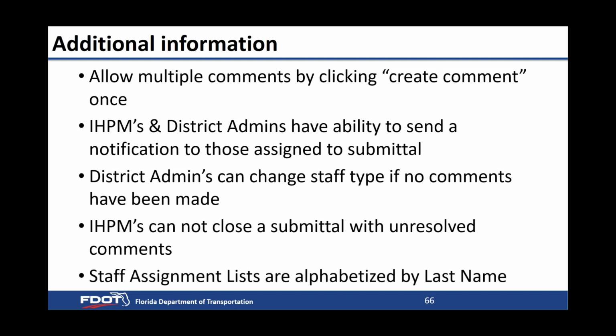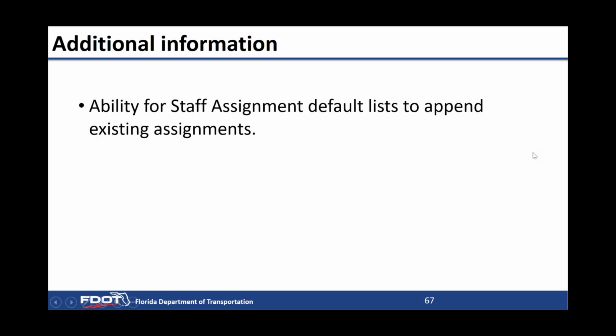Staff assignments are alphabetized by last name. There's an ability now, so there's default lists. This is really for the district admins, or if you're a submittal creator and there's default lists within your district, you can choose the default list, and now there's the ability to modify those within the staff assignments. So maybe you can start off with a default list, but you want to add other people or maybe remove some people. You can do that in the staff assignment screen now. The file sizes are up to 1 gigabyte.